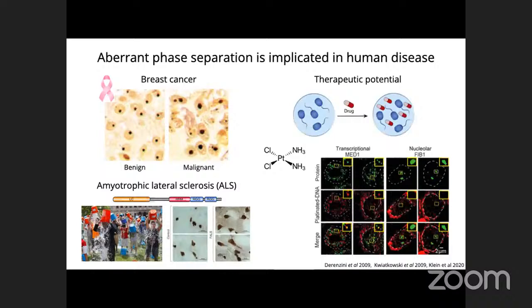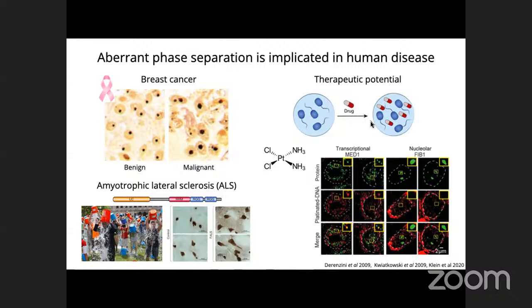And then the potential exciting thing is that we could actually use phase separation for treatment. So this is very new. This is not in humans, anywhere close to humans, but some drugs concentrate within the condensates. So cisplatin is a chemotherapeutic, and it concentrates inside these MED1 transcriptional droplets, but not in nucleoli. And so it might be able to act specifically on these droplets.